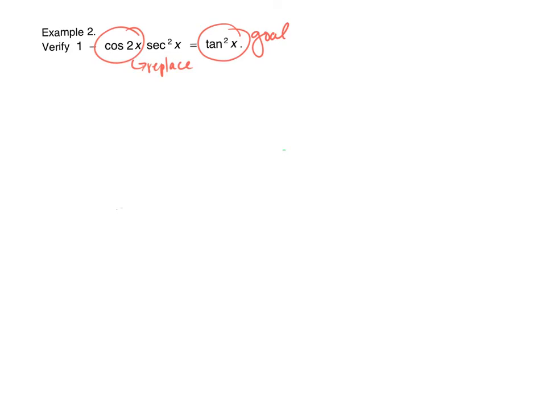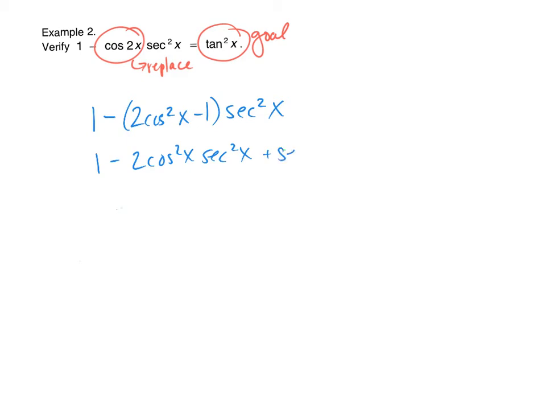Hopefully we're starting to see the pattern here. So 1 minus our third cosine double angle identity is 2 cosine squared x minus 1 times secant squared x. Going to distribute in the negative secant squared x. I have 1 minus 2 cosine squared x secant squared x, and then plus a positive secant squared x.